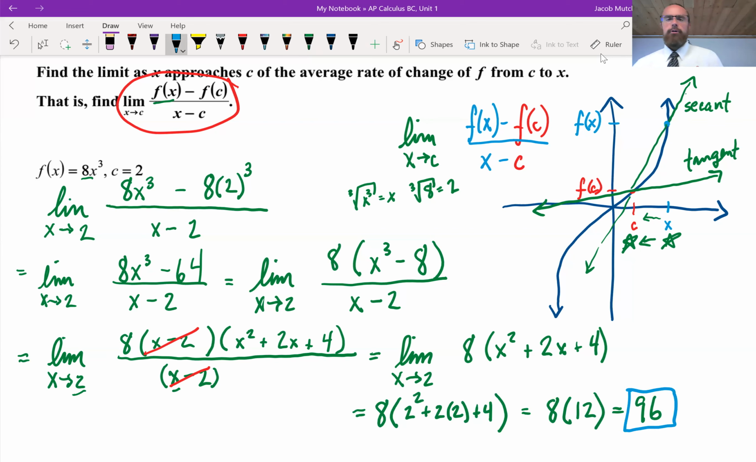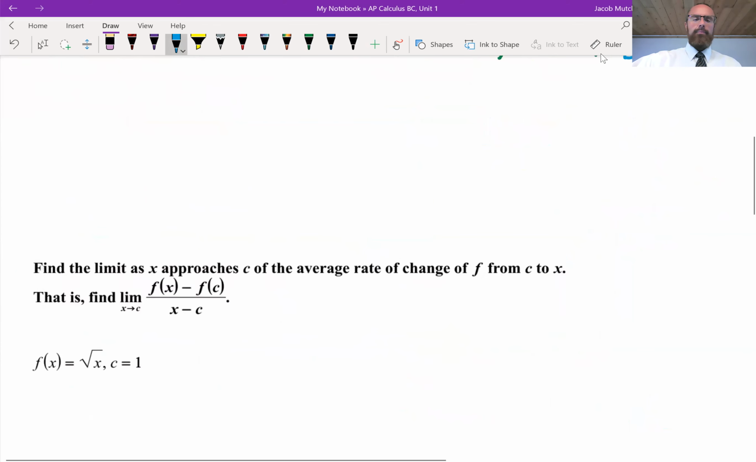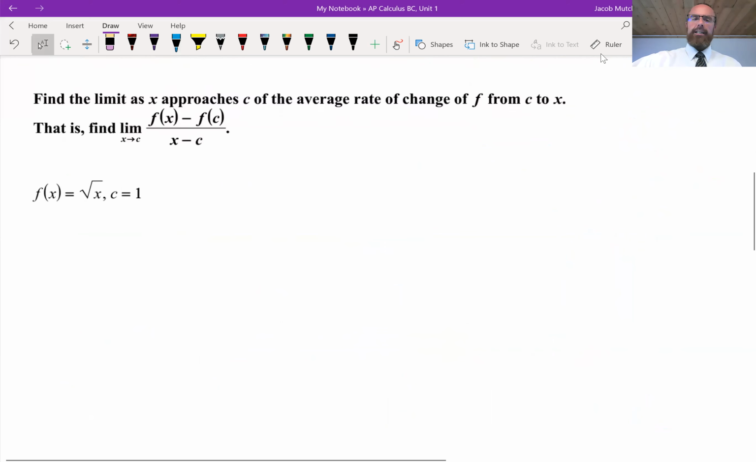And just to interpret what we've just calculated, the average rate of change as we approach positive 2 on this function 8x cubed is 96. And that's about right. If we think about that function, it's very not like our caricaturized cubic function here. It's very steep. So a slope of 96 is almost vertical. Let's take a look at one more example using this idea of the average rate of change.